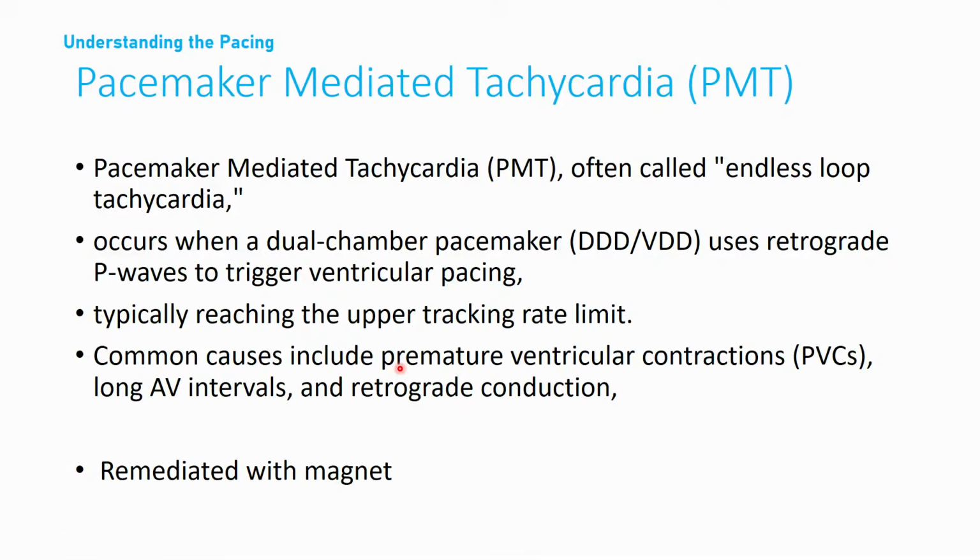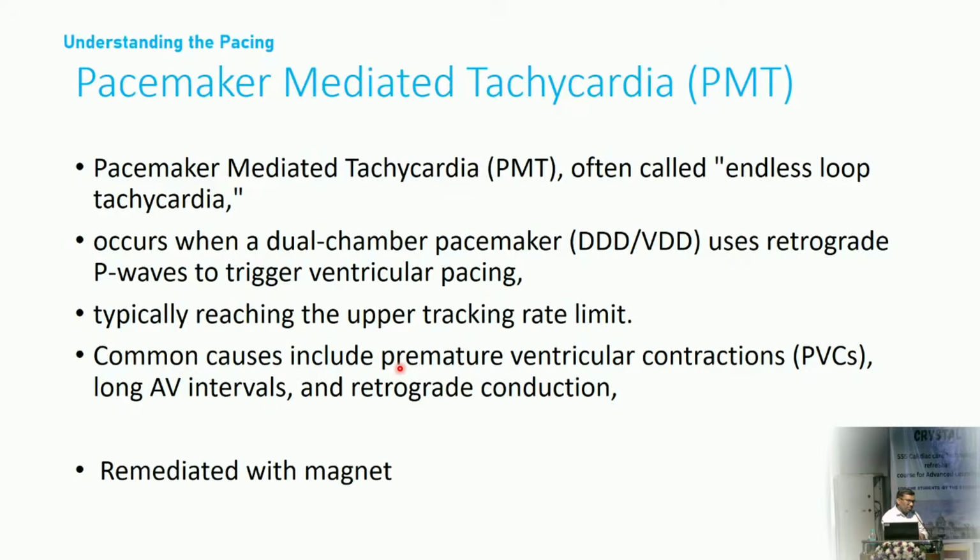So common causes include premature ventricular contraction. That is PVC, the most common culprit. And of course all patients will have PVCs, right? So as I told you, the PVC contraction should get into the atria via the AV node. The retrograde conduction capability should be there in that particular patient. Then only this PMT can occur.